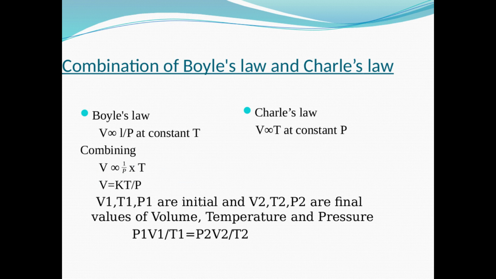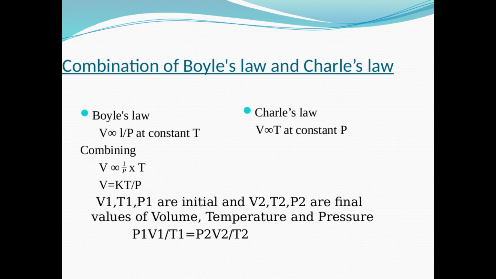Combining these two laws, that is Boyle's law and Charles' law, we get V directly proportional to 1 by P at a constant T according to Boyle's law. Then V directly proportional to T at a constant P according to Charles' law. Combining, V directly proportional to 1 by P into T. V directly proportional to T by P. V is equal to K into T by P. PV divided by T is equal to K.